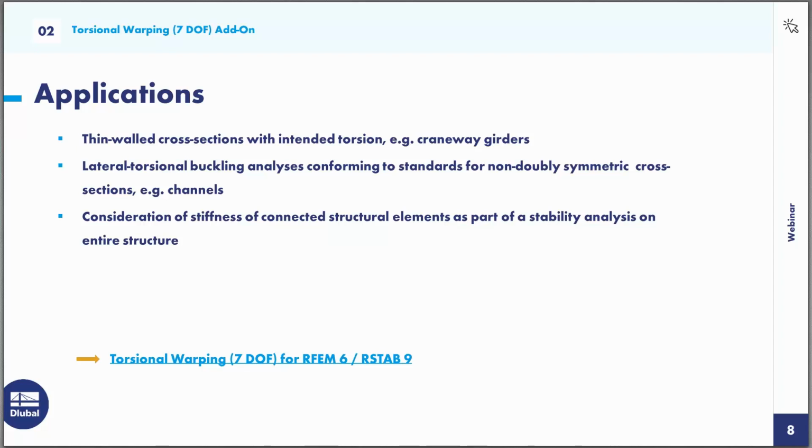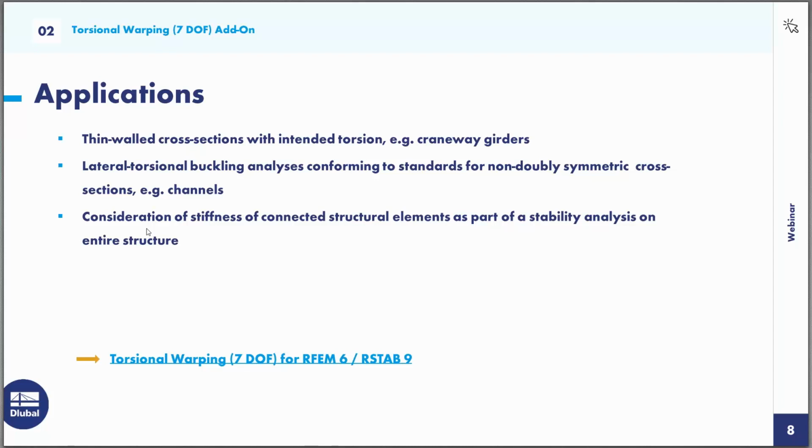Possible applications and use cases of this add-on are listed on this page. So we can use it for all thin-walled cross-sections where we have intended high torsional moments, for example, craneway girders, where we want to consider the torsional load so that we have primary torsion and secondary torsion. And then it's also used, the 7 degrees of freedom add-on, for the calculation of lateral torsional buckling according to the standards for non-doubly symmetric cross-sections.